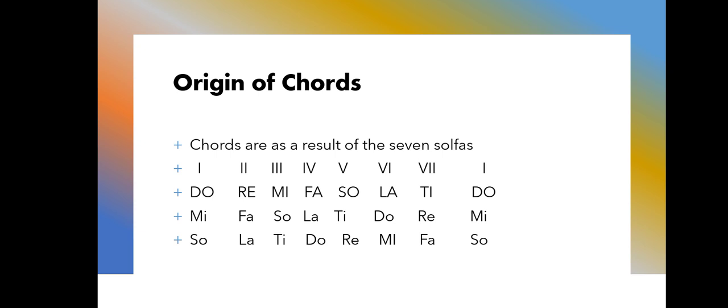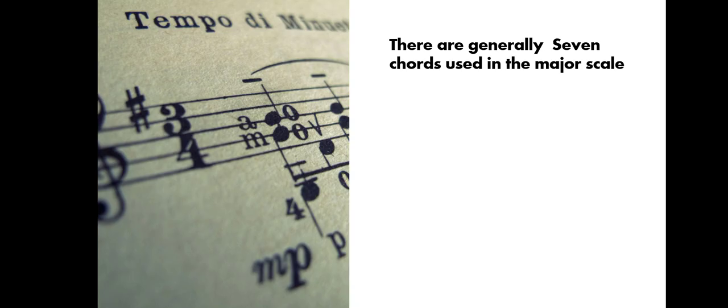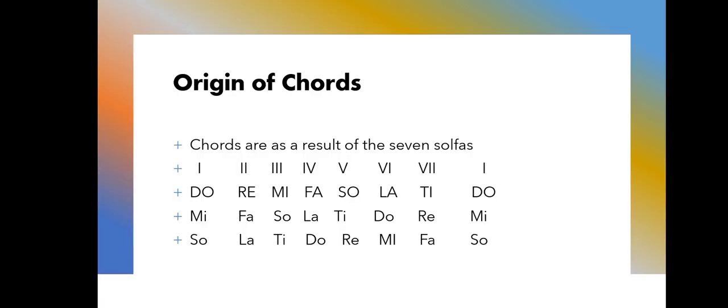Chord seven is si re fa. Si re fa. It is C. The root of that chord is ti or C. We are skipping do. We go to re. We skip the mi, and we go to fa. That is si re fa.